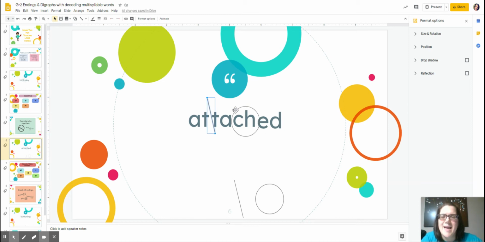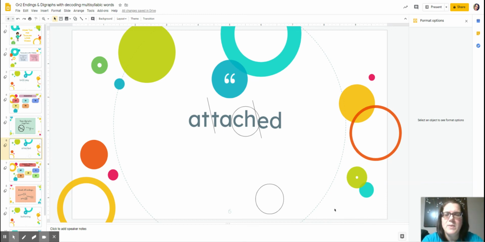Consonant, vowel, consonant. And then I'm going to separate this. And now that I've got it separated into parts, I can easily figure out what this big long word is. All right, ready? This is a snap word. You should know it in a snap.